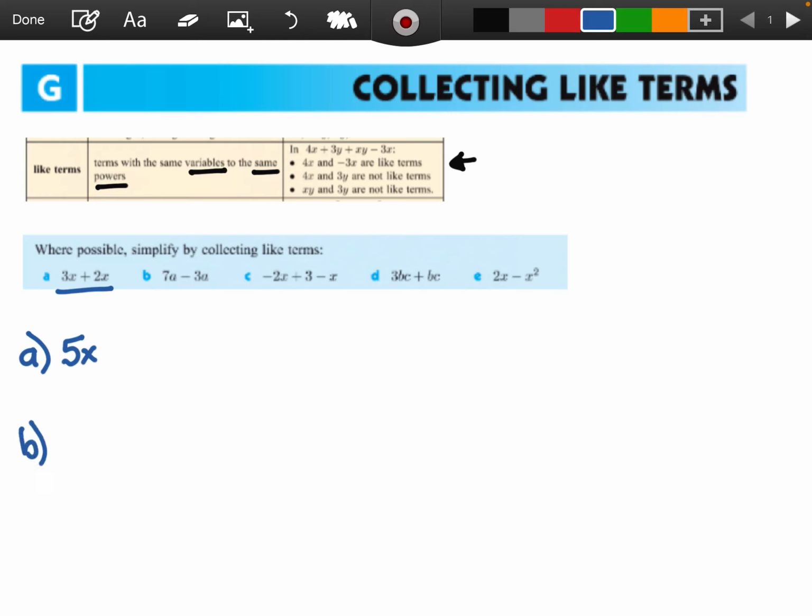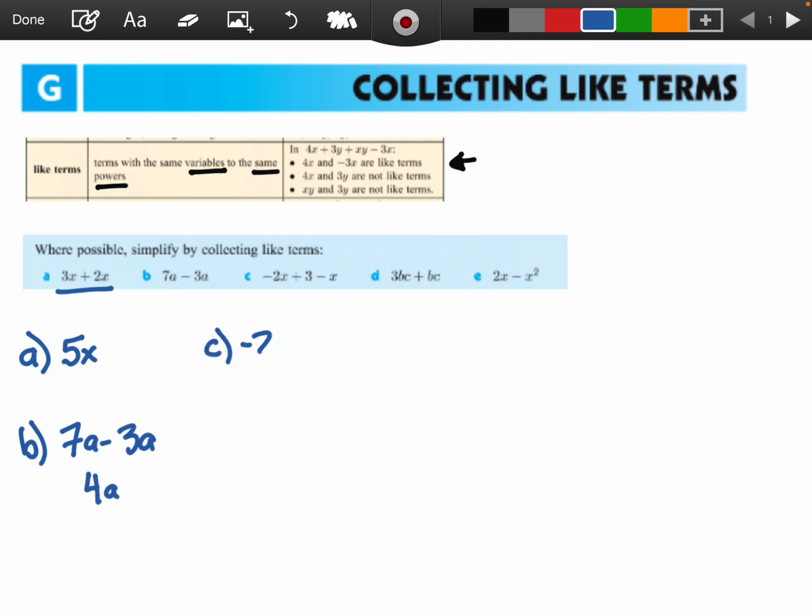In B, we have 7a minus 3a. Again, we do have like terms because we have the same variable form. We had 7, we lost 3, now we have 4. Again, the variable itself doesn't change, just how many of them you have changes.